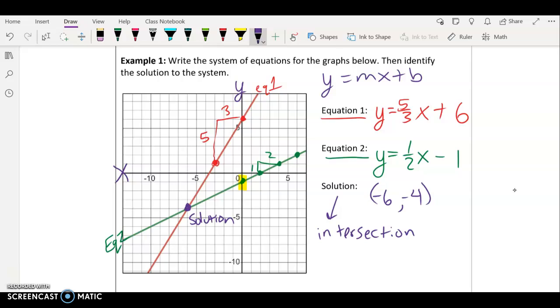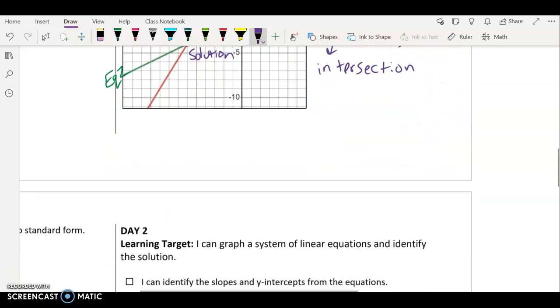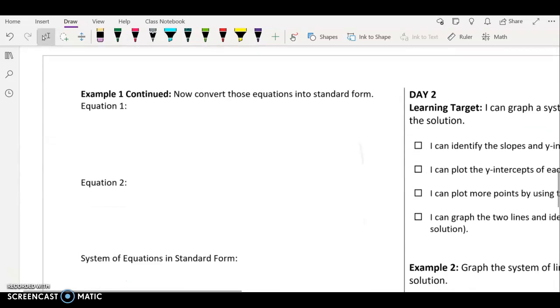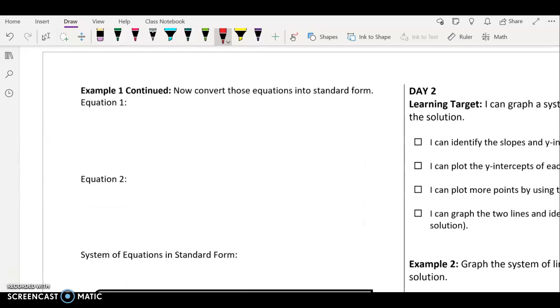Now, it's great if our equations are written in y equals mx plus b, but perchance, what if your answer choices on a multiple choice question are not written in slope-intercept form? They might be written in standard form, and we have learned how to convert these into standard form. So open your notes to the inside and take a moment to try converting those two equations into standard form. Let's go ahead and write them down.